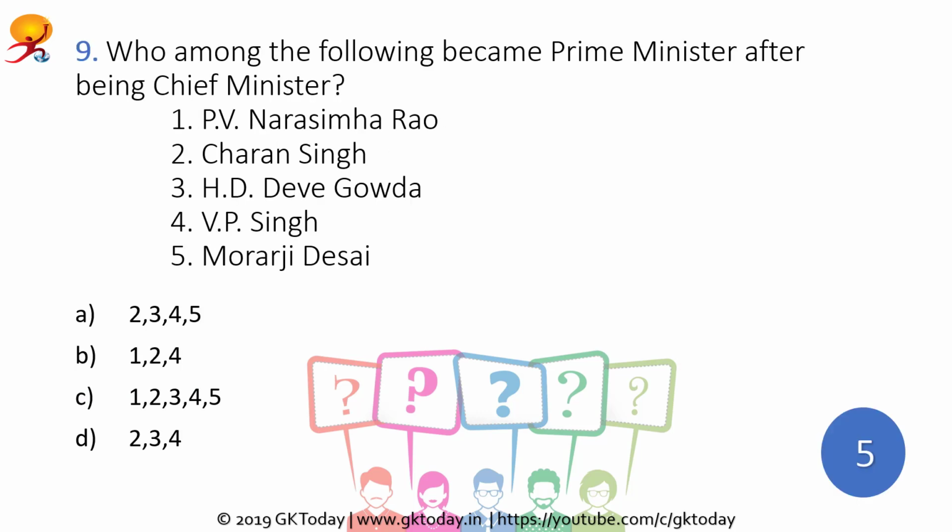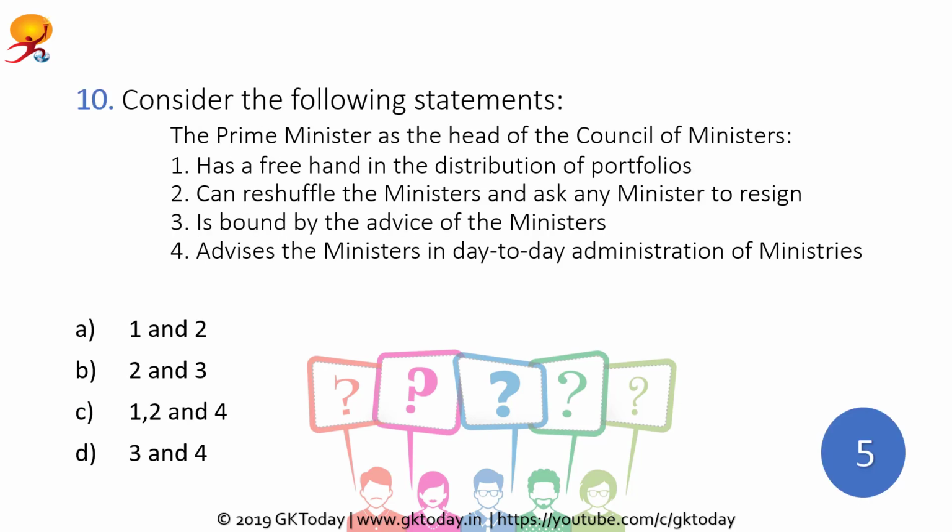Who among the following became Prime Minister after being Chief Minister? And the options are 1. P.V. Narasimha Rao, 2. Charan Singh, 3. H.D. Devegowda, 4. V.P. Singh, and 5. Morarji Desai. And your time starts now. And the correct answer is all of them. So far, India has had 6 chief ministers who went on to become prime ministers. Our current Prime Minister Shri Narendra Modi has served as the Chief Minister of the state of Gujarat 4 times between 2001 and 2014.